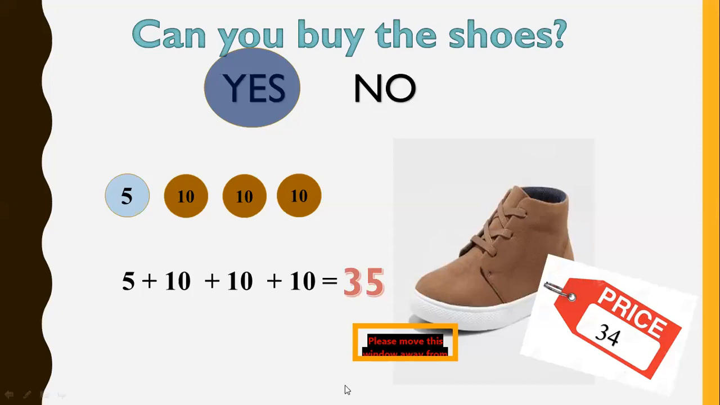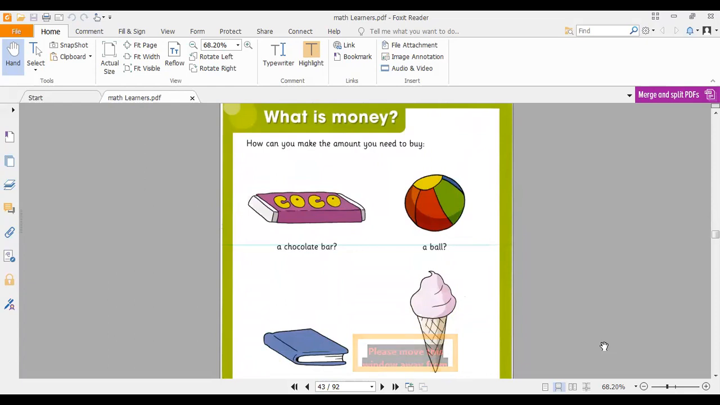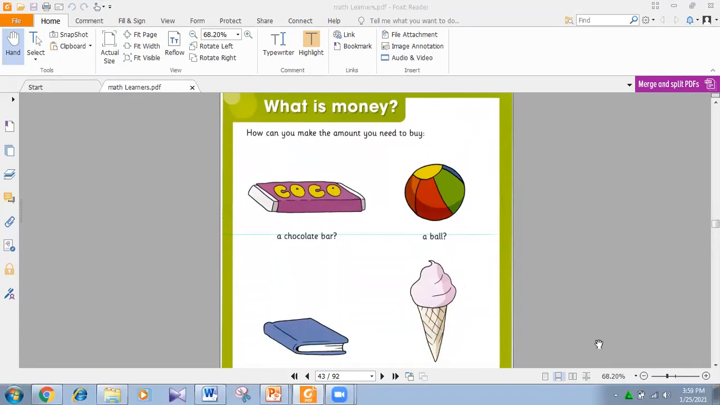Now moving on to the book, page number 45. What is money? I have told you, boys, that the currency that we use in our country is called money. How can you make the amount you need to buy a chocolate bar? First of all, we are going to know what is the amount of the chocolate bar.